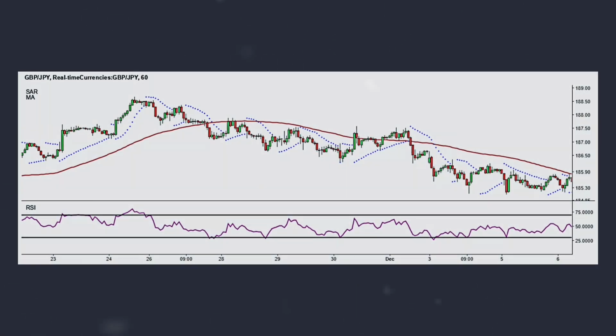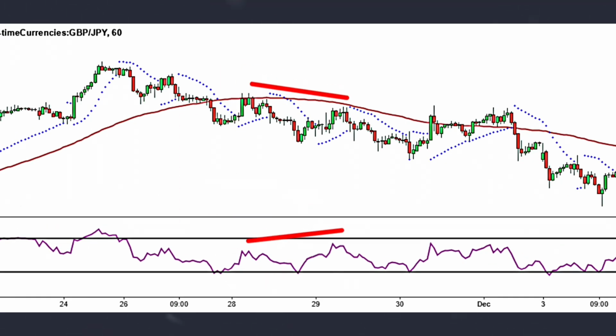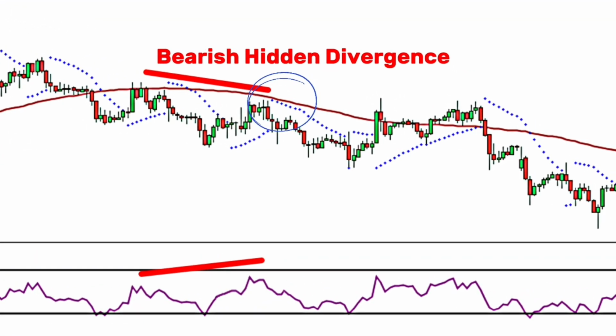Here's a sell setup example. We're looking at pound yen, 1-hour chart. In a downtrend, the price forms a lower high, while the RSI prints a higher high. This is a clear example of bearish hidden divergence. Notice that the price is still trading below the 50-period moving average, and the parabolic SAR dots are positioned above the candles. This confirms the continuation of the downtrend, and the hidden divergence provides a strong short setup.